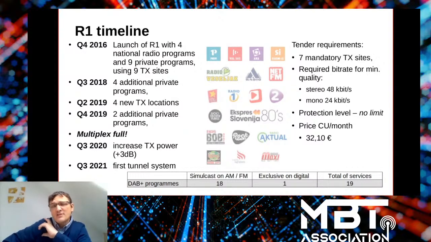And there was also some requirement in this tender. The minimum bit rates for quality were 48 kilobits and 24 kilobits. Later we'll see we got problems with this. Also the protection level was from the beginning no limitation, not upper, not lower. So later on in 2018 we added 9 additional private programs, and in 2019 we were able to add the new transmitter sites.